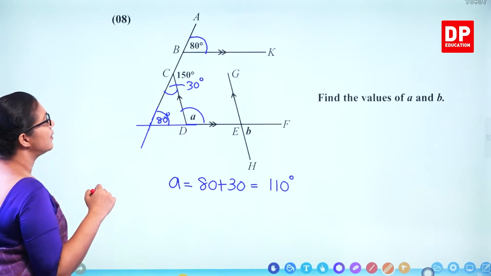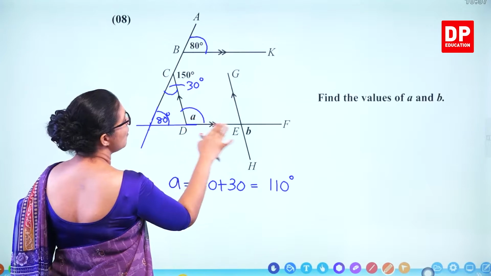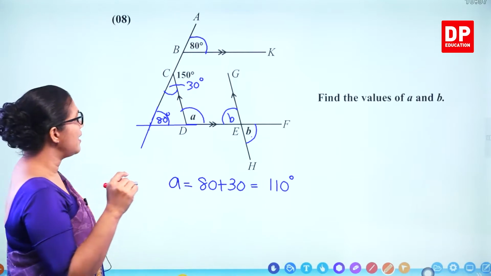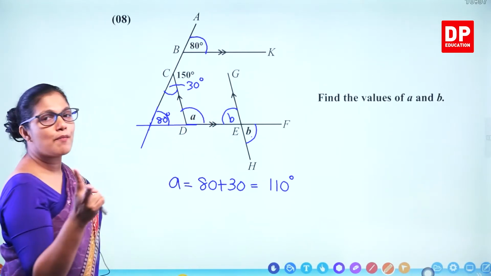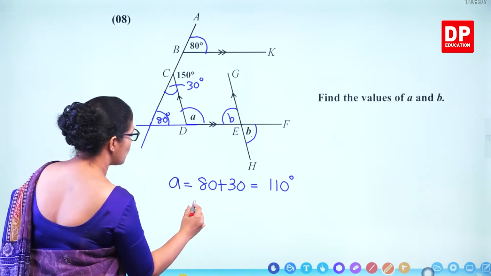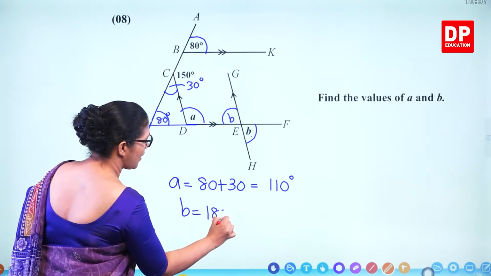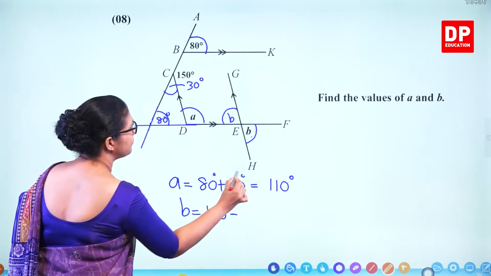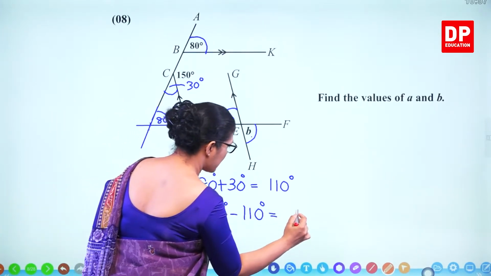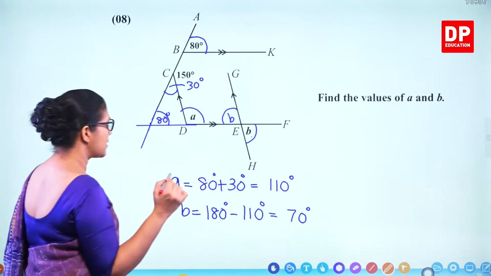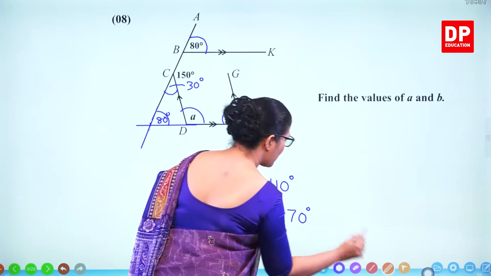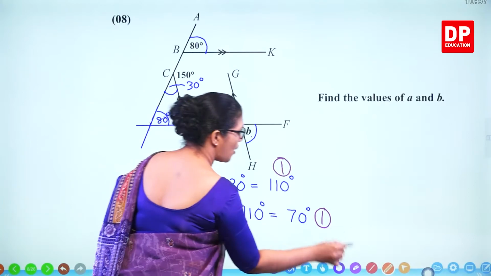110. Now we found A. Now we need to find out B. If this is B, this is B. Opposite angles are equal. Now we know A and B sum should be equal to 180. Allied angles add up to 180. So what's B? 180 minus the A value, 110. So you get 70 degrees. So A is 110 and B is 70. So you get 2 marks: 1 here, 1 for the A value.